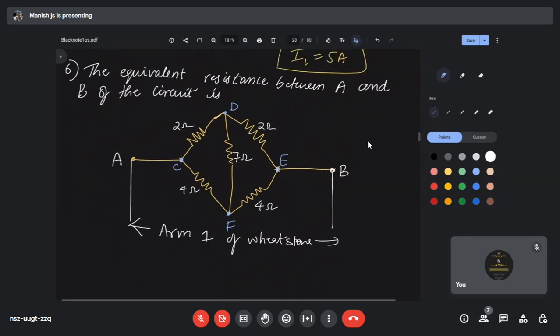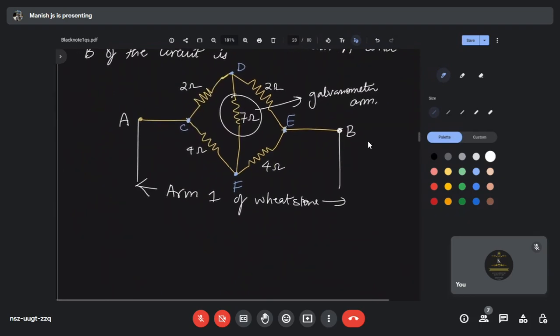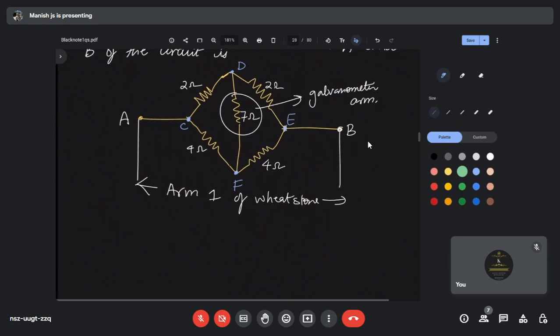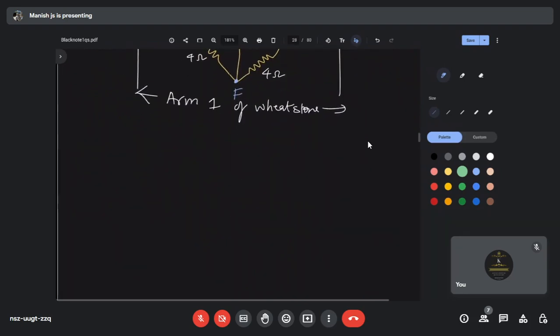Okay, and this is one more between D and F. You can see there is one more arm. Okay, this is basically called the galvanometer arm. So in the circuit one, it is basically showing the galvanometer circuit. It is representing the galvanometer, that is the Wheatstone bridge circuit, which is also given like this.